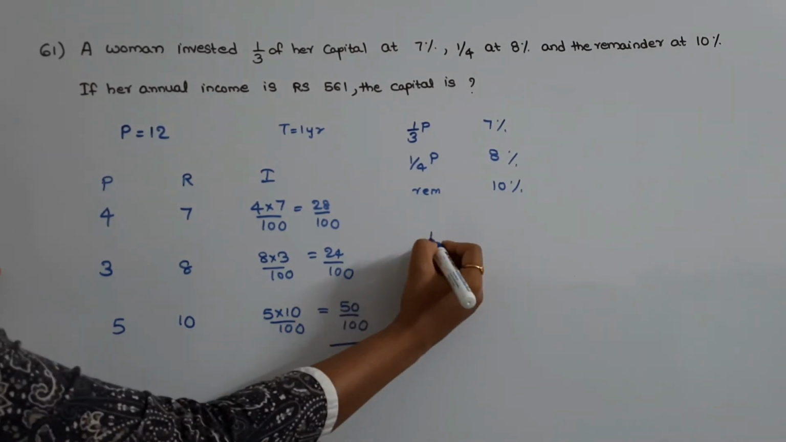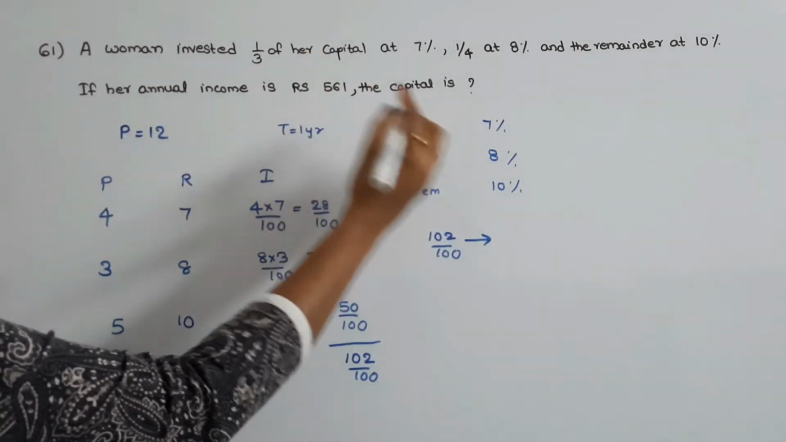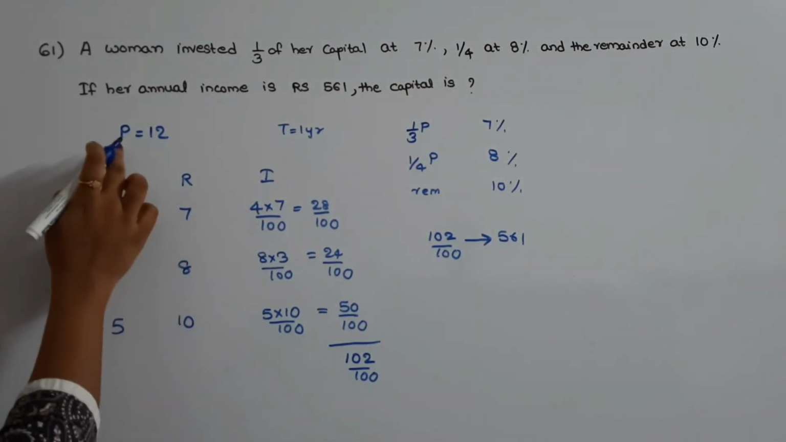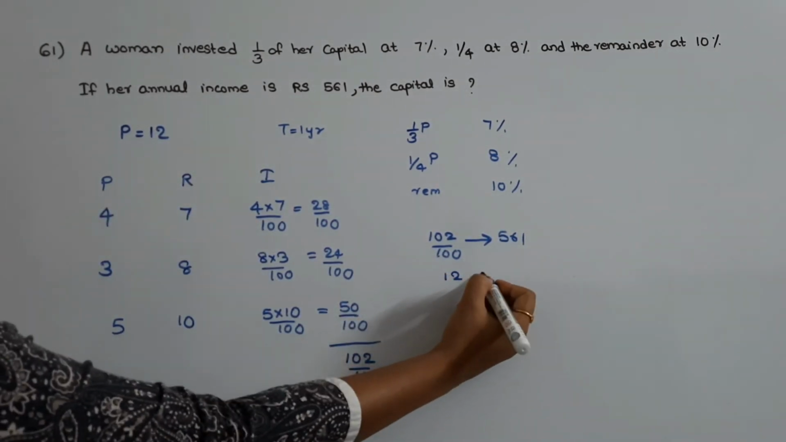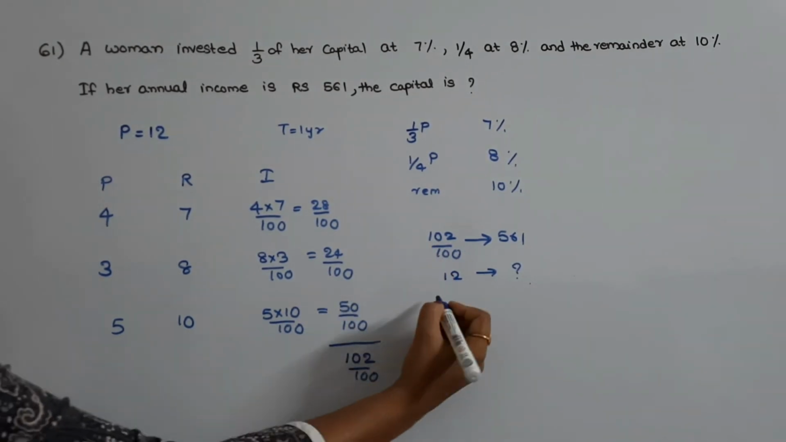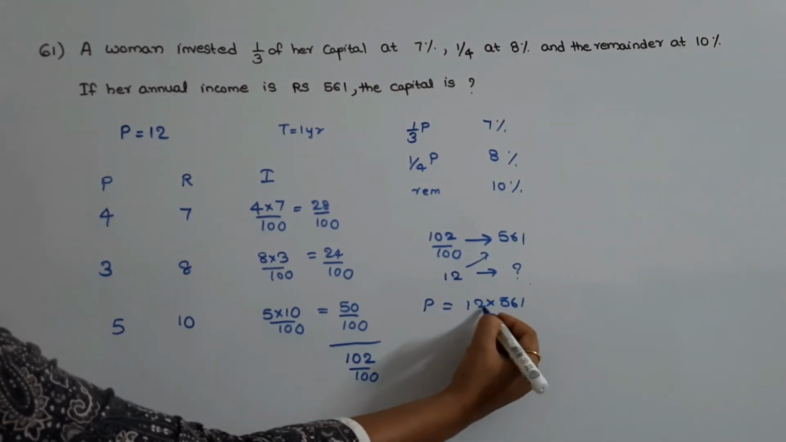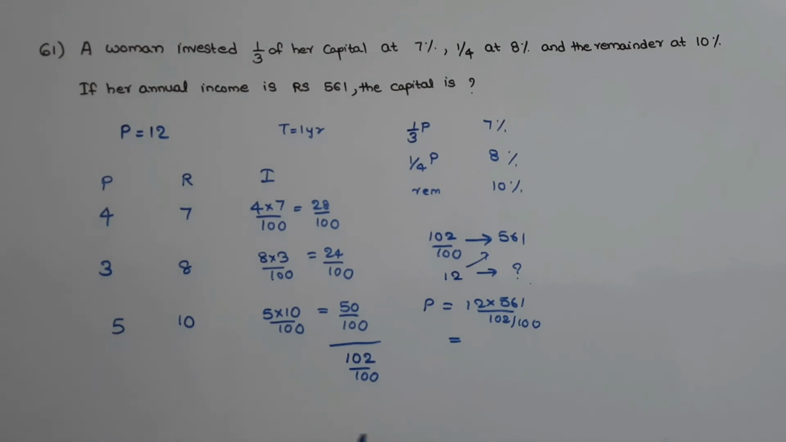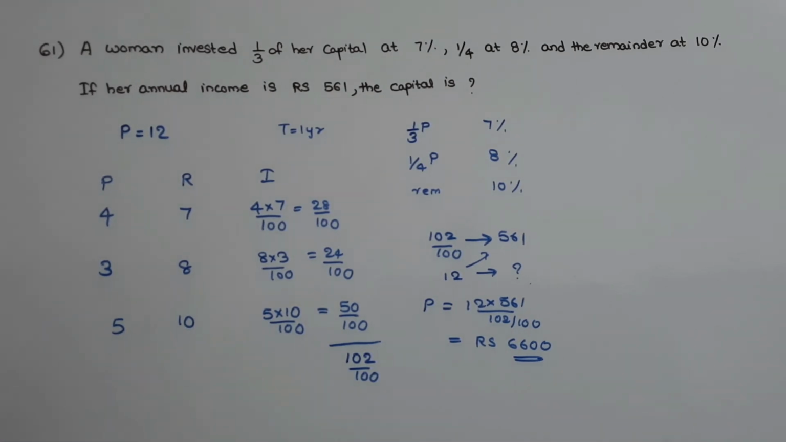Now this 102 by 100, or the total interest, is given in the question as 561. We need to find the value of the principal. So if 102 by 100 can be written as 561, how can we write 12? So on finding this, you will get the value for the principal. Hence principal will be equal to 12 into 561 divided by 102 by 100. On solving this, you will get the answer as rupees 6,600. So this is the answer.